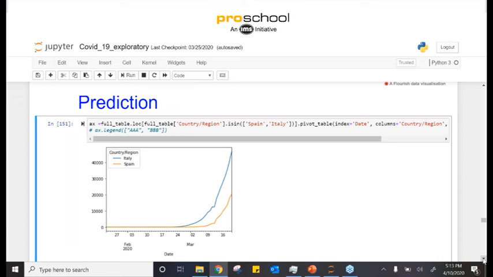So one straightforward thing that comes to everyone's mind is, why can't we pick it up: tomorrow or the day after tomorrow, what would be the death cases, the recovered cases, the active cases, the confirmed cases? Can we know about it? Can machine learning predict it? Is machine learning helpful in that? So I started predictions about it.